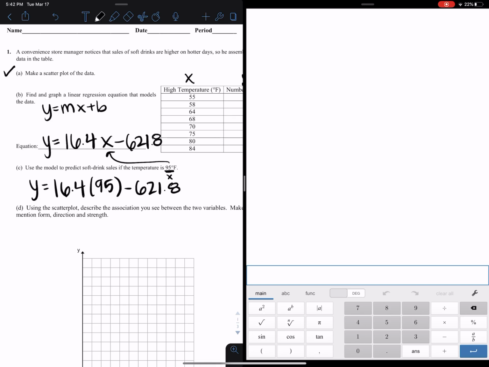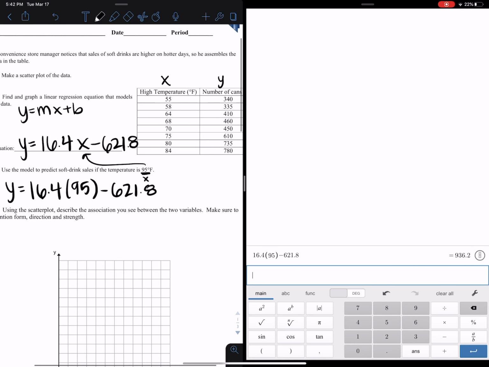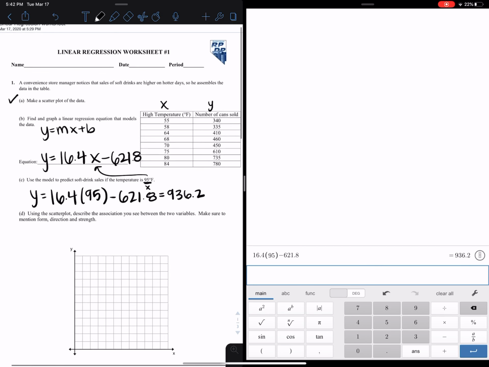So I'm just going to type this in. I have 16.4 times 95, not 35, 95 minus 621.8. So that tells us that when the temperature is 95 degrees outside, approximately 936.2 cans of soda would be sold that day.